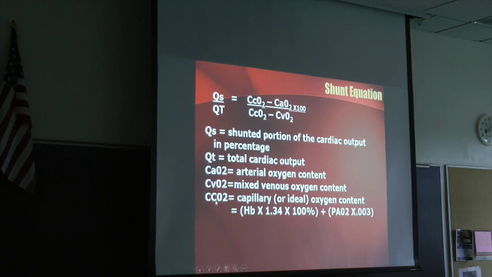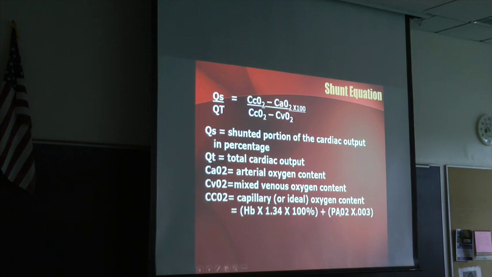And then what's different is CcO2, the capillary oxygen content. You're trying to figure out what the ideal oxygen content would be if the patient's lungs were perfect. The way that you figure it out is you always use 100% saturation, always. So for CcO2, always use 100%. And when you convert 100% into decimal form, it becomes just the number one.